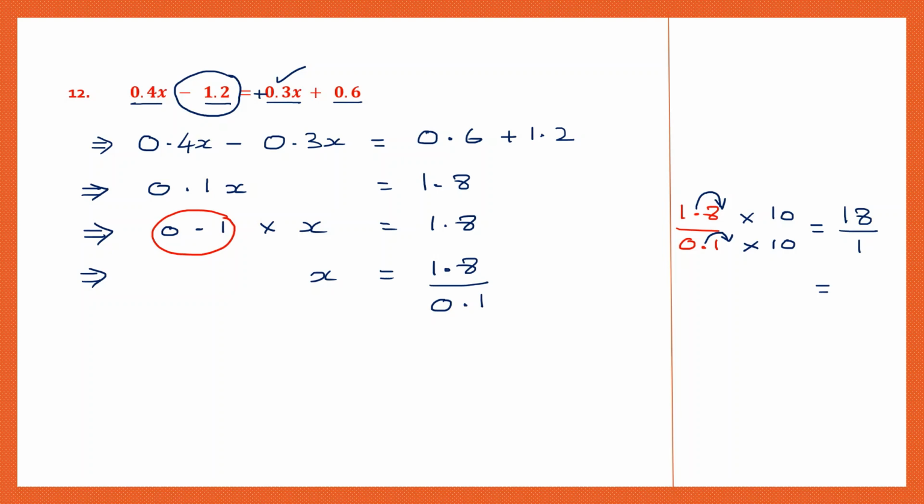So 18 divided by 1 is 18. So here we have 18. That means the value of x is 18. So we have found the answer. X is equal to 18.